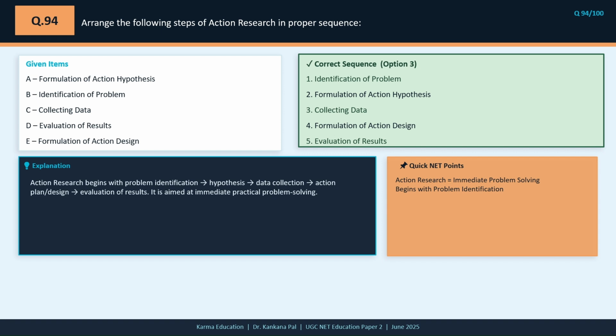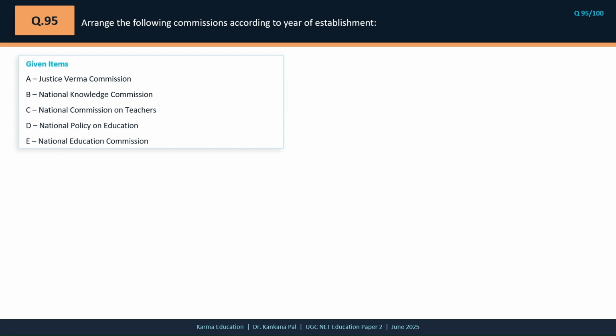Well, action research begins with identifying a problem. Then a hypothesis is developed, data are collected, an action plan is implemented, and finally the results are evaluated. A quick net point. Action research equals immediate problem solving. Now, moving on to question number 95.